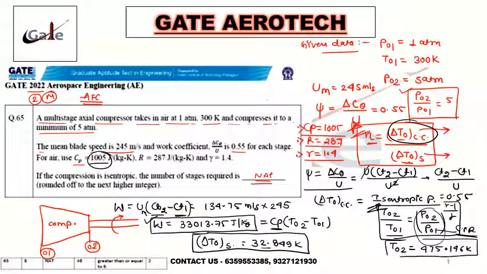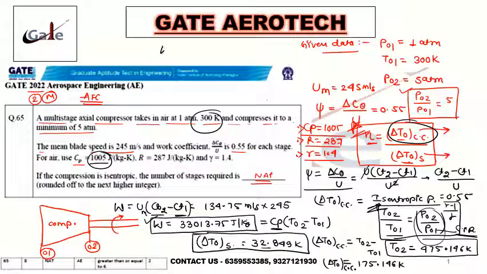So now it's easy for us, because we can easily calculate the change in temperature across the complete compressor. We know T02, and T01 we already know, which is 300 Kelvin. If you substitute and calculate this, you will get 175.146 Kelvin, which is your change in temperature across the complete compressor, right?